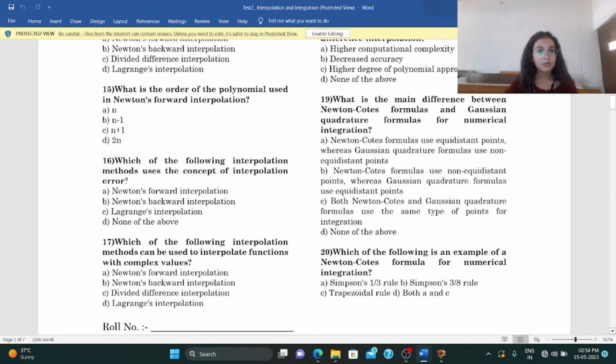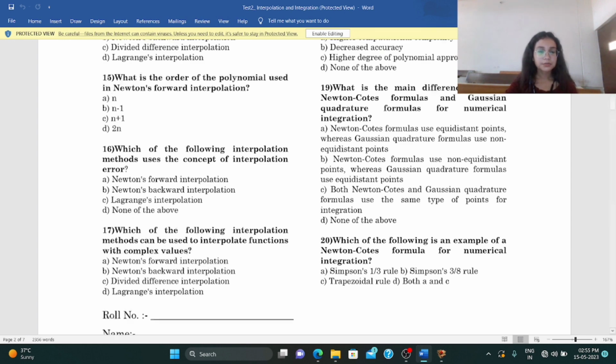Question 16. Which of the following interpolation methods uses the concept of interpolation error? Option A. Newton's forward interpolation. B. Newton's backward interpolation. C. Lagrange interpolation. D. None of the above. And the correct answer is Lagrange interpolation.